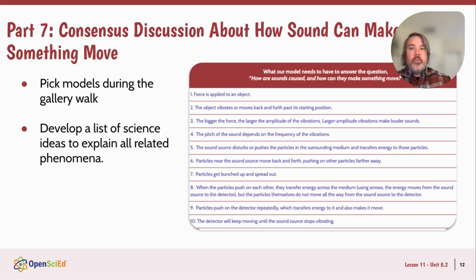And so what you're going to do during that gallery tour that happens just before this is pick a couple of models to highlight during this consensus discussion, right? Be like, oh yeah, Tommy and group, I saw something really cool on your model where you modeled the force. Can you show us more about that, right? This is where you're starting to pick some of those key ideas that you want to draw out to help develop this list that students are going to use in the next part when they're explaining the original phenomenon.